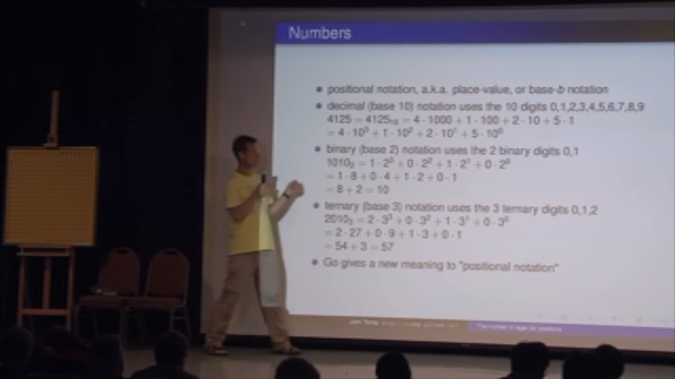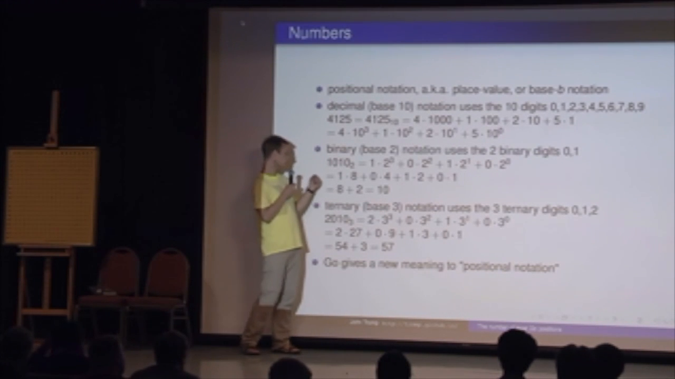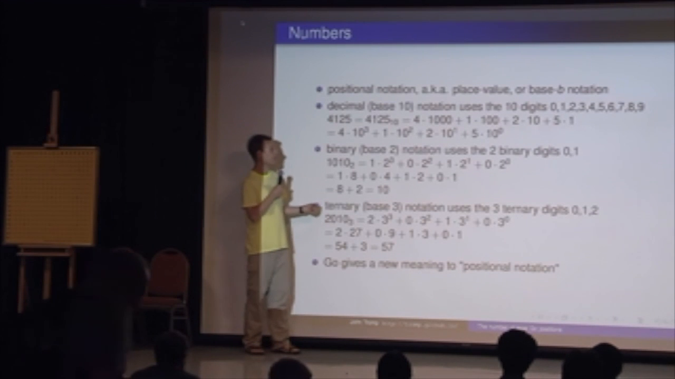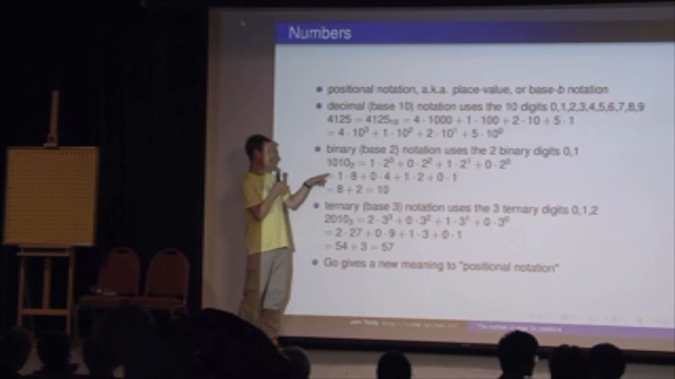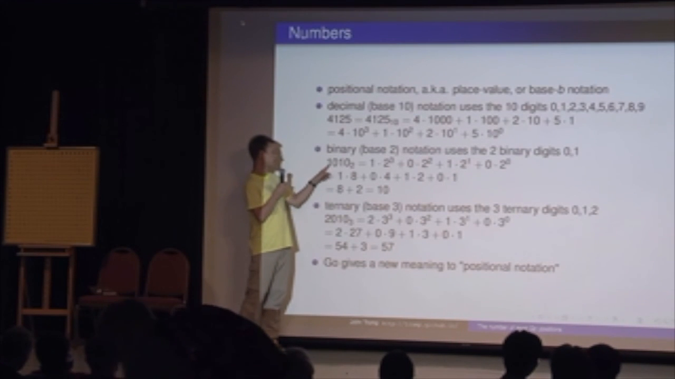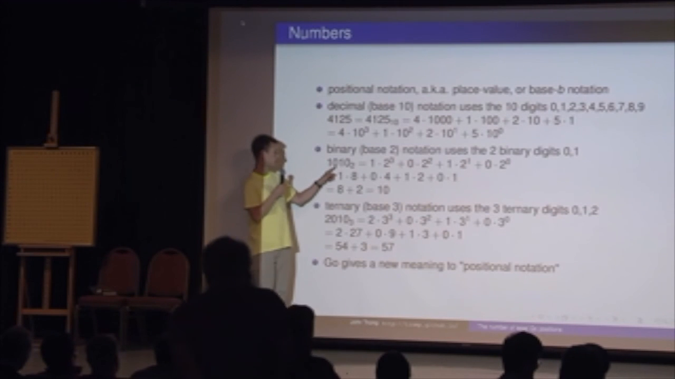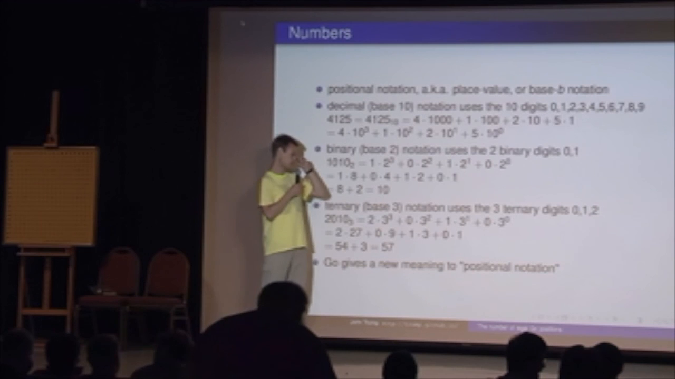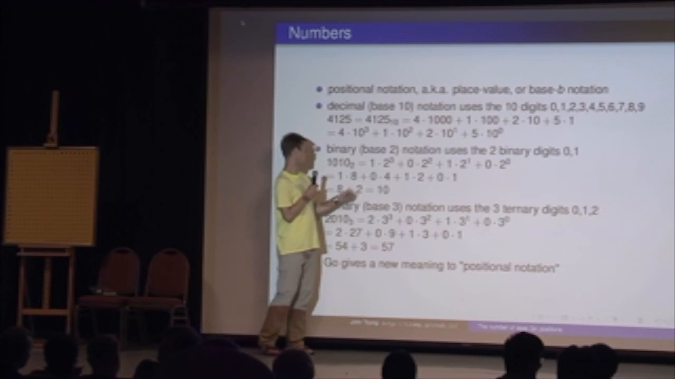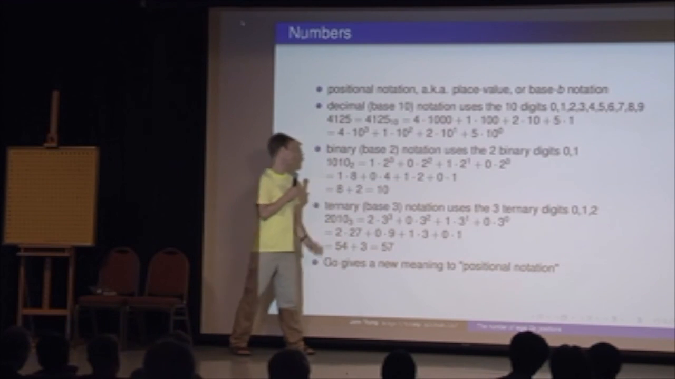It works the same with any other base. Computers work in base 2, using just the binary digits 0 and 1. So if you have a binary number 1010, it just means 1 times 2 to the third, 0 times 2 to the second, 1 times 2 to the 1, plus 0. So that comes out to 8 plus 2 equals 10.